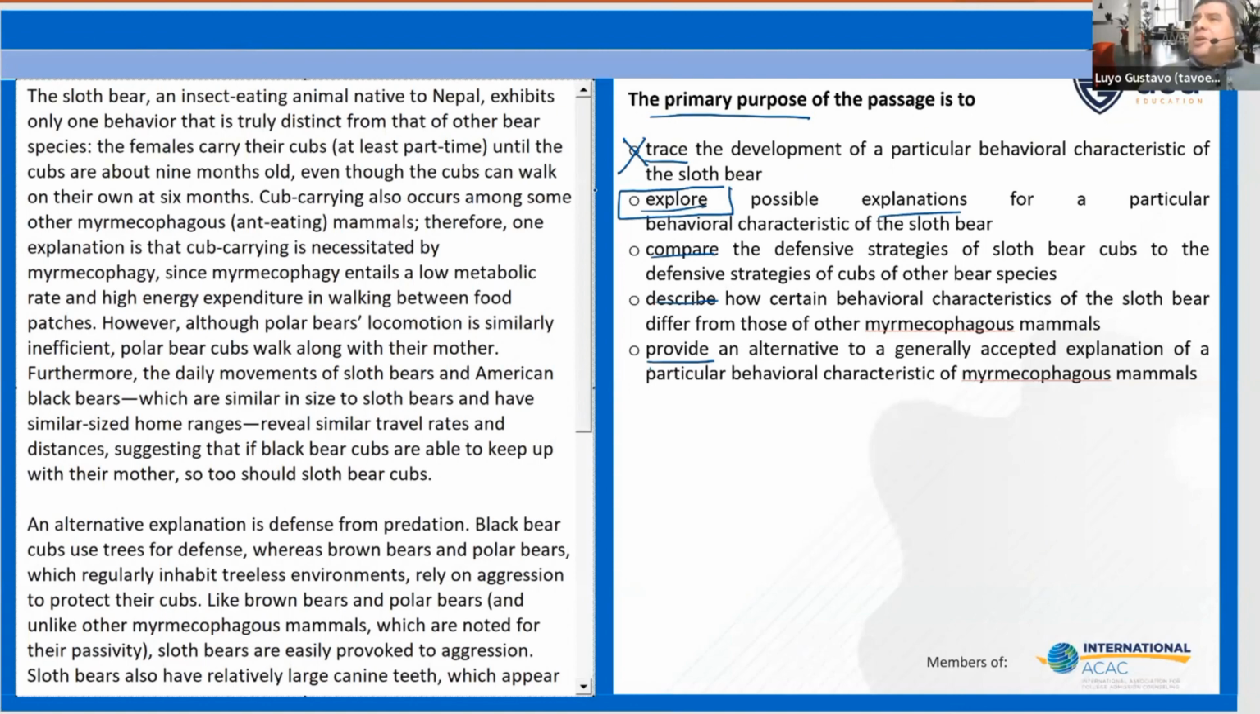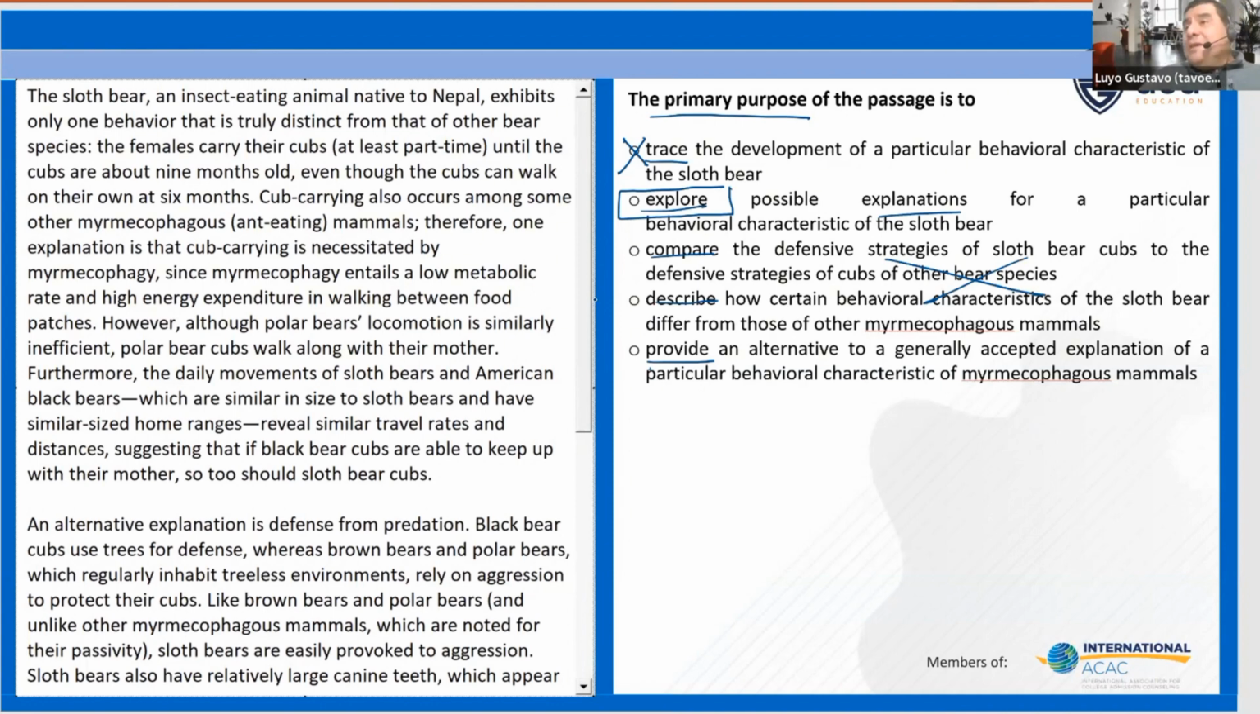Okay, take a look. It says compare the defensive strategies of sloth bear cubs to the defensive strategies of cubs of other bear species. That is not what the passage is doing, actually, right? We're not talking about defensive strategies of the cubs of bear species besides the sloth bear. No other defensive strategies of other species of bears are mentioned. So this is simply not true.